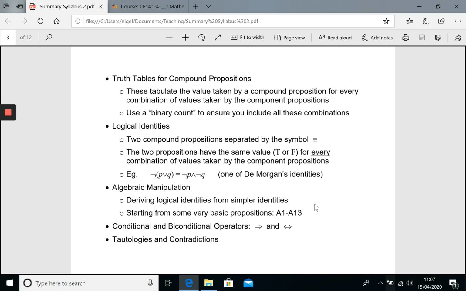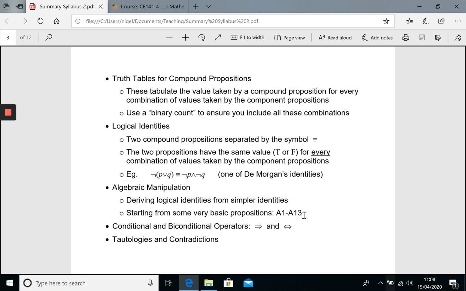And the idea is to start from some very basic and in some ways very obvious propositions, which I labelled A1 to A11, or A1 to A13 in the problem sheets. In the exam, you will have a set of basic propositions A1 to A11, exactly as in previous years, which you can use as starting points for proving more complex identities.